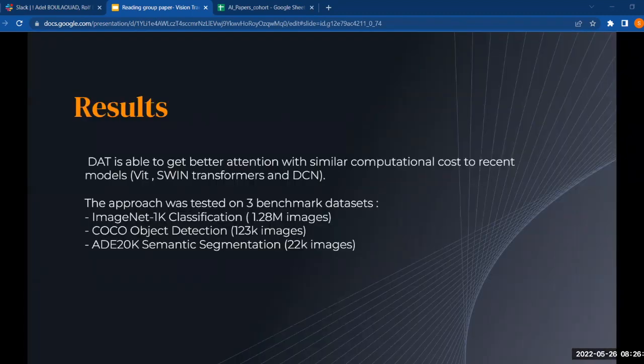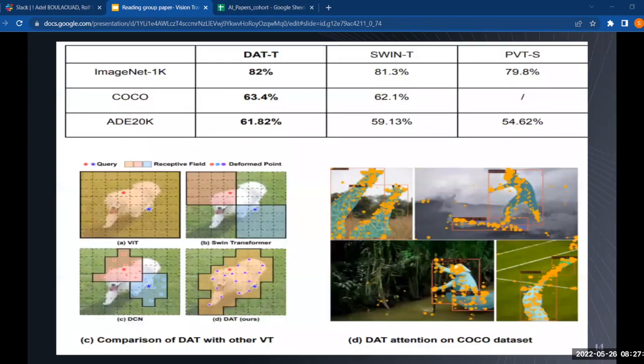Yes. So the deformable attention transformer was able to get better accuracy with similar computational cost to recent models like the ViT, Swin transformers, and DCN. The approach was tested on 3 benchmarks: ImageNet, COCO, and the ADE20K segmentation. Next slide, please. Okay. Next slide.